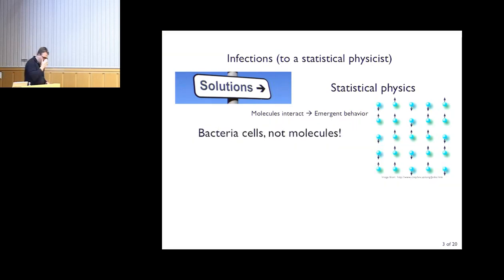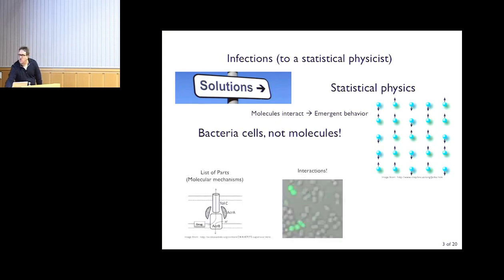So I think we should look at these infections as a statistical physicist would. Now instead of molecules interacting, we have bacteria cells, or potentially drugs. By doing this, I hope to shift the focus from the list of parts, the molecular mechanisms involved in resistance, such as this efflux pump that pumps out drugs, a very common one in E. coli, to the interactions between cells in a population. This is just a population of Enterococcus faecalis.